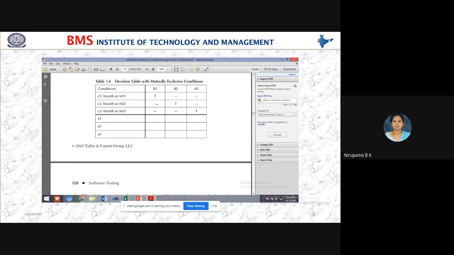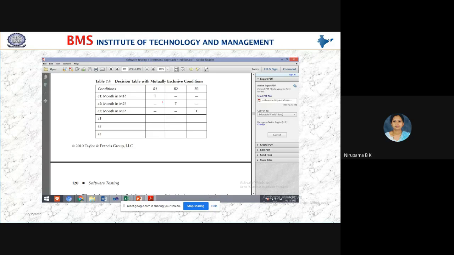Coming to this table here, for condition 1, month in M1. When we calculate the next day problem, at a time I take only one month. Is it right? So if you take the first rule or second rule or third rule or fourth rule or fifth rule or sixth rule, whatever the rule you take, for the first month I take the first rule, for the second month I take the second rule, for the sixth month I take the sixth rule.